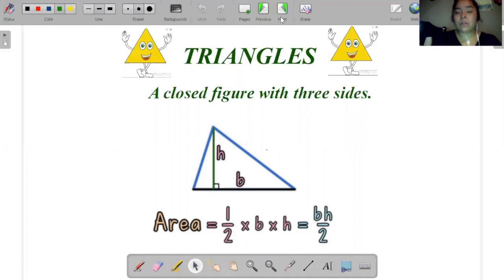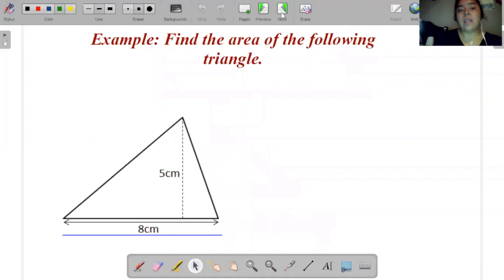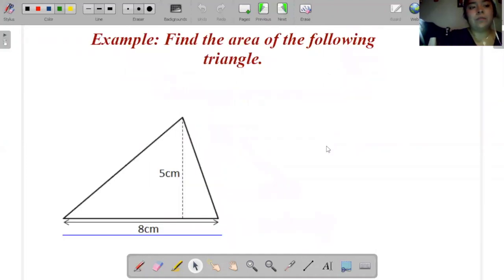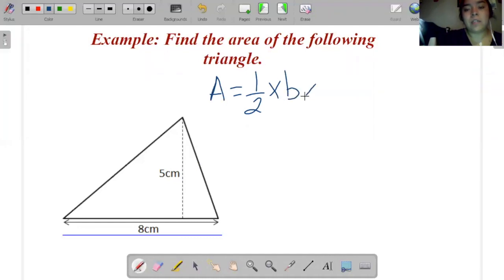Okay, so now that we know the formula to find the area of a triangle, let's do an example. So it says, find the area of the following triangle. So we know our formula. Our formula is half times b times h, or b times h over 2. So let's write it down. So we have A is equal to half times b times h, right? Okay, so now let's look for our b and our h for the base and the height.